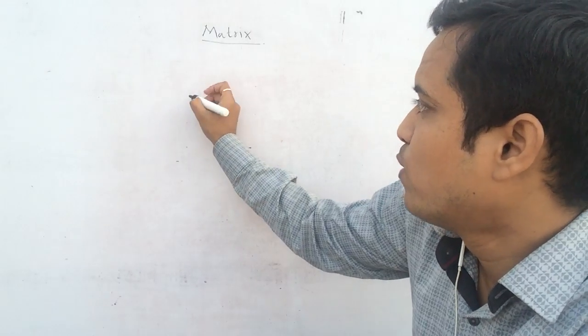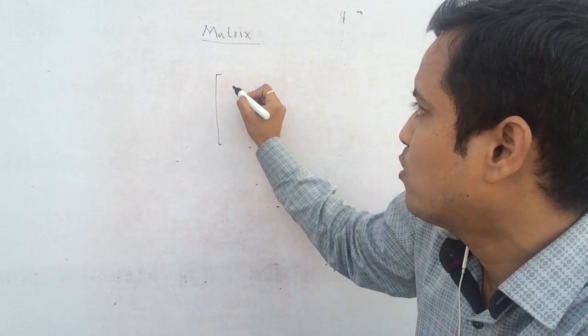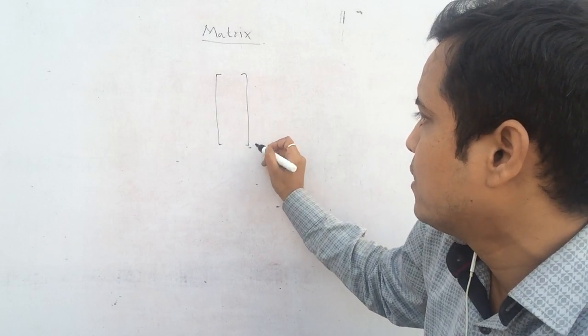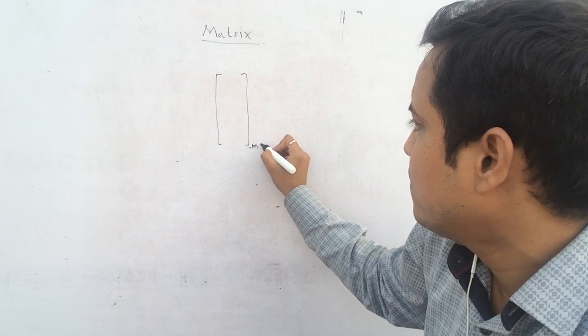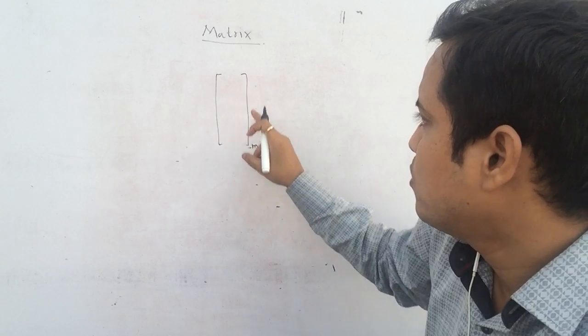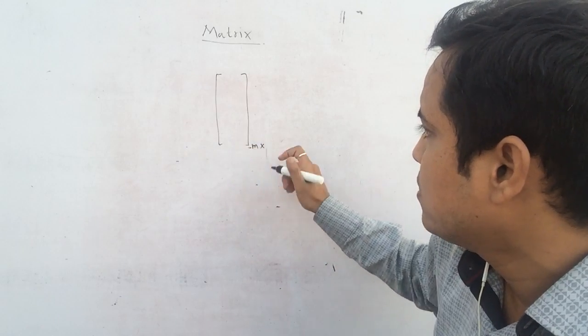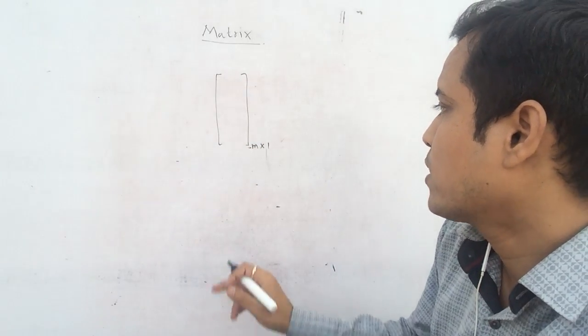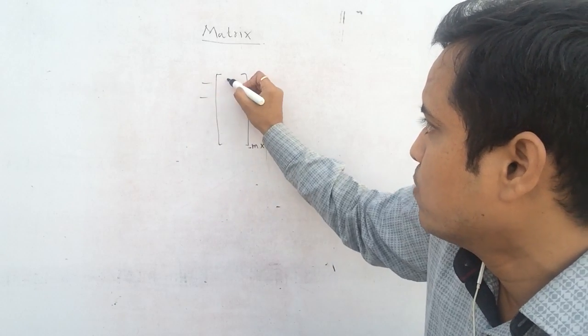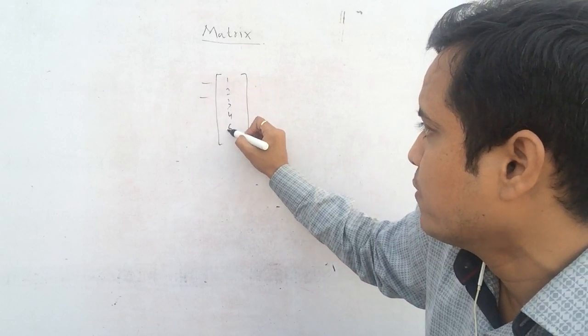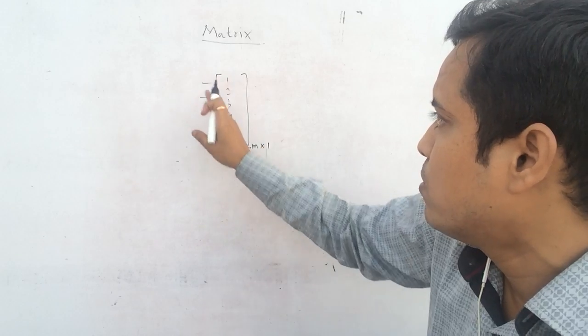Now move to the column matrix. A column matrix has only one column. Like you get here m cross n, but in the column matrix you get only one column. There are many rows but only one column, like 1, 2, 3, 4, 5. So it has only one column but many rows.